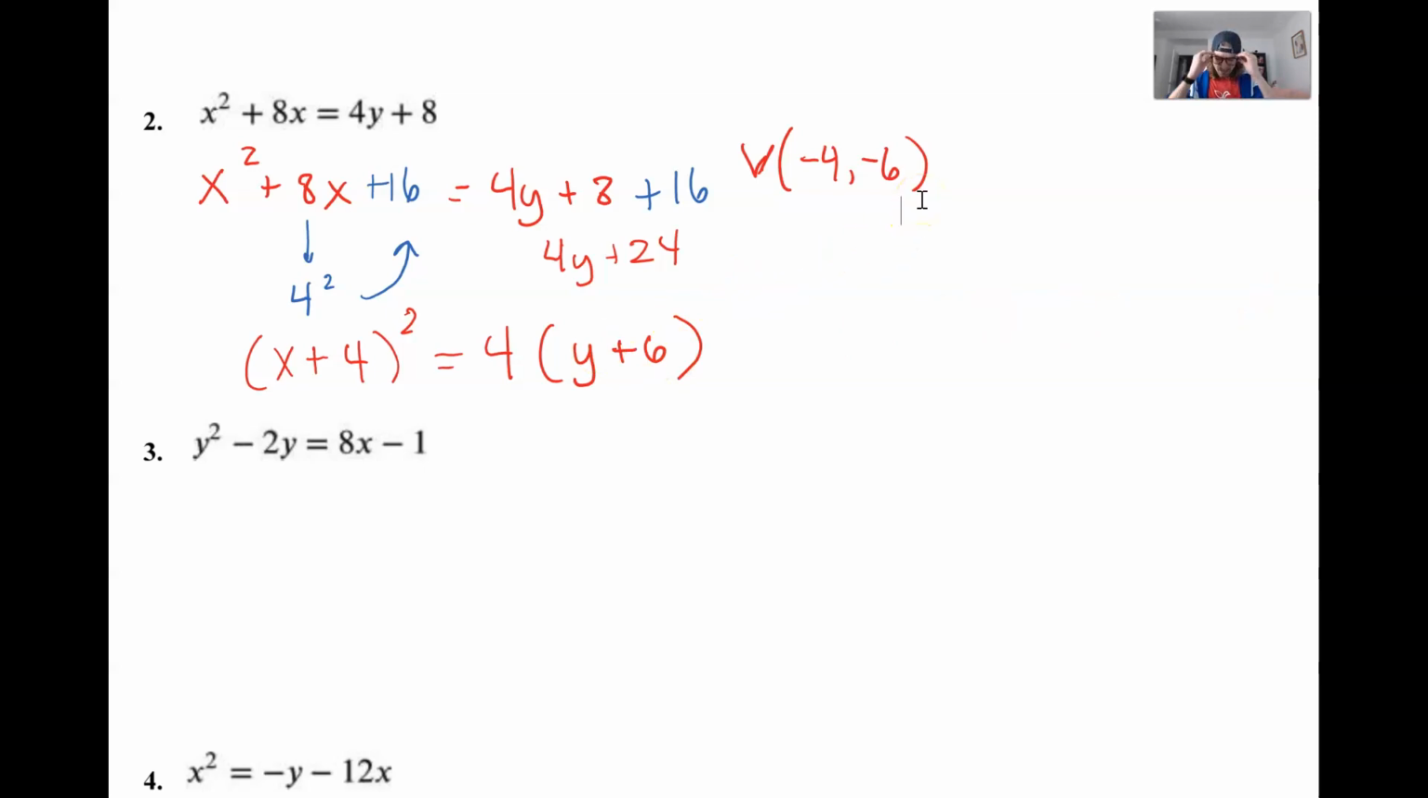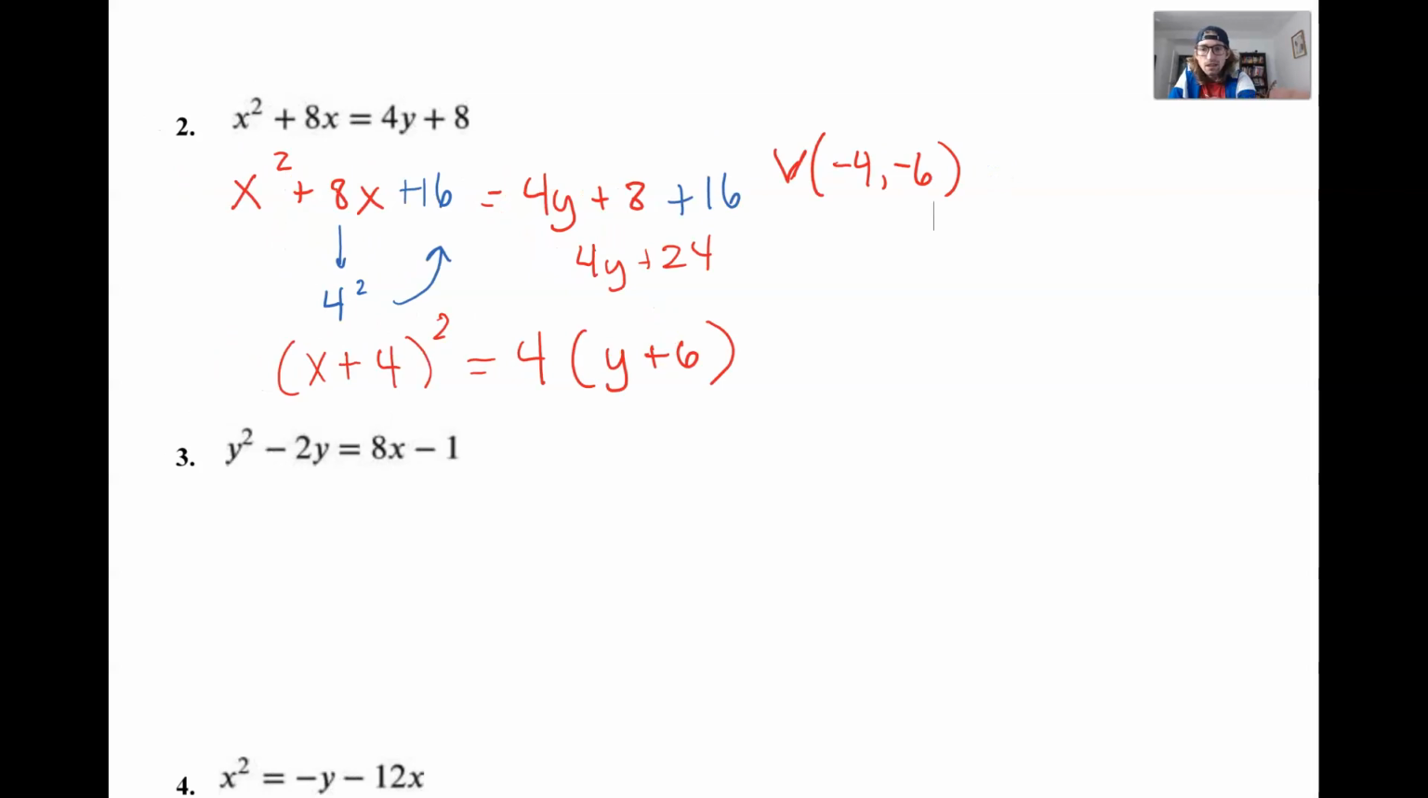To find the focus, we have to think about which way this parabola is facing. The x is squared, so that means it's either up or down. The a part is positive, so that means this parabola is facing up, which means the directrix is under, the focus is above. So from the vertex, we have to go a units up to get to the focus.